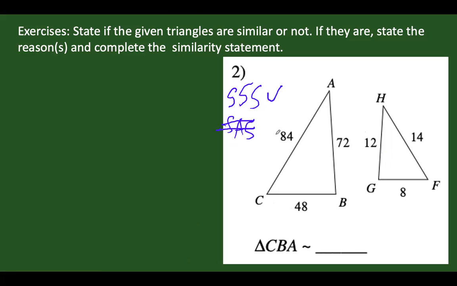Okay, let's identify the largest or the longest sides. So these are the longest sides. So we can pair that up. So it means that they are the corresponding sides here. So 84 over 14. And let's move on to the shortest. The shortest and the shortest. All right, here we go. So we have 48 over 8.